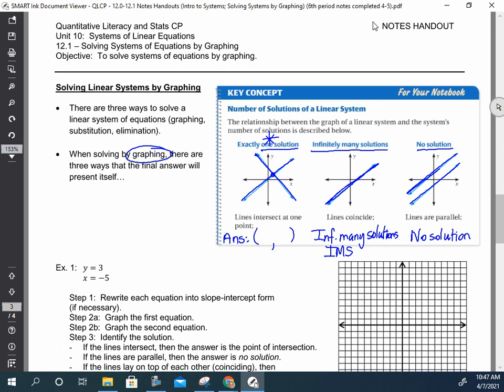Again, these are your three possibilities. One solution, they intersect. Infinitely many solutions, you have two of the same line. No solution, the two lines are parallel.